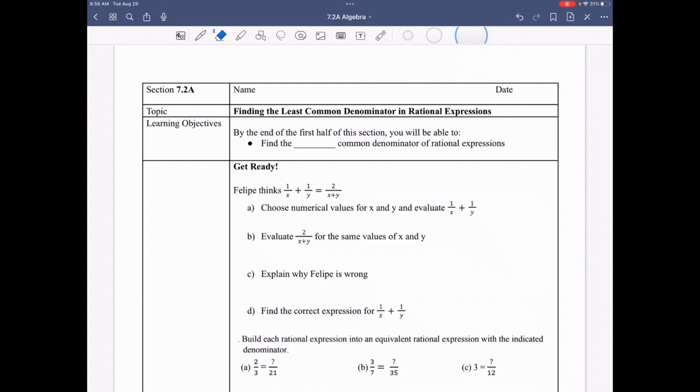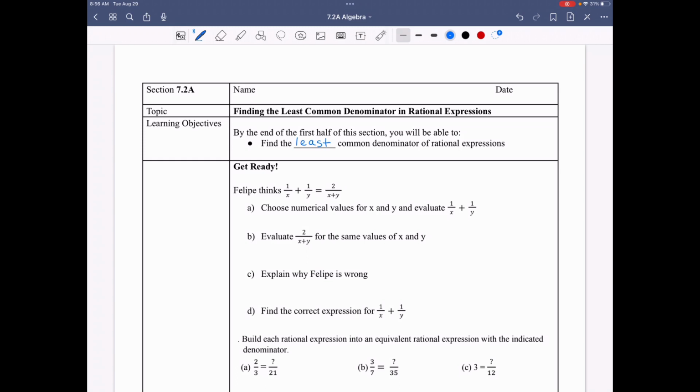Hello students, today we are covering 7.2a, finding the least common denominator in rational expressions. So that's what we will be able to do by the end of today's lesson, finding the least common denominator.